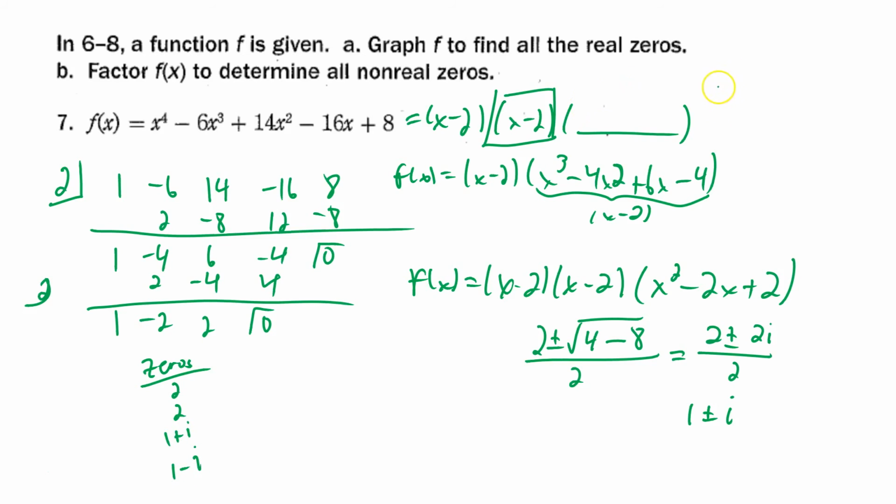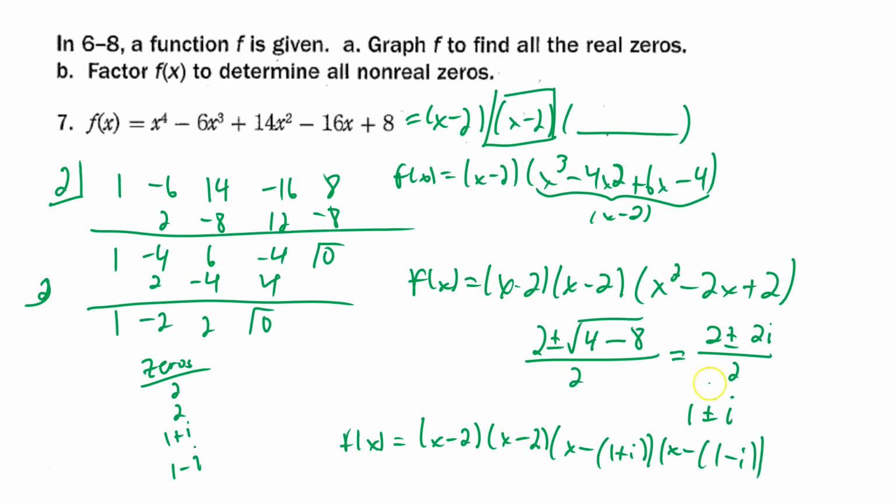So if I were to put these in factored form, I would have f of x equal to x minus 2, x minus 2, x minus parentheses 1 plus i, and x minus parentheses 1 minus i. Because now if I put any of those 4 zeros in for x, it'll cancel out. 2 will cancel out here or here. If I put 1 plus i right here, then I subtract it, it's gone. And 1 minus i right here and subtract it, it's gone. So we found all the zeros.